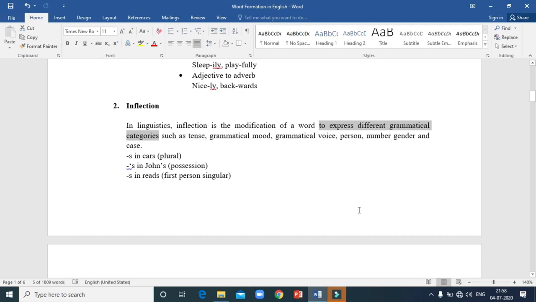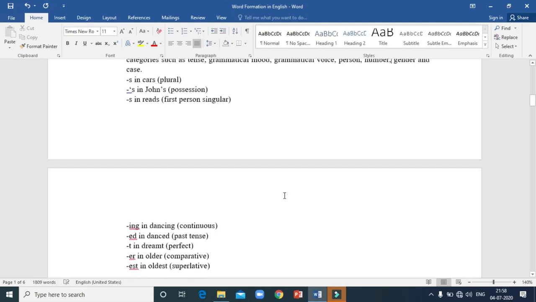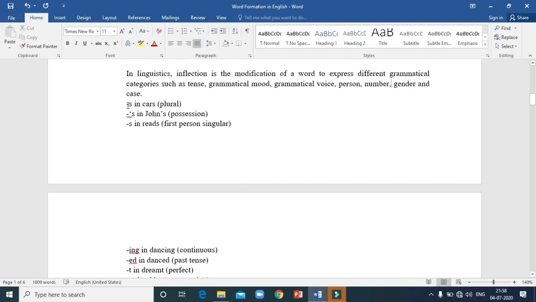We can change grammatical tense, grammatical mood, grammatical voice, person, number, gender, and case. We only have 8 inflections in the English language. We have already mentioned this in a class. Let's look at that. If you add -s to a noun, it becomes plural: car, cars. Apostrophe s suggests possession: John, John's. Again, if you add -s to a verb, it becomes reads: read, reads. It means third person singular.